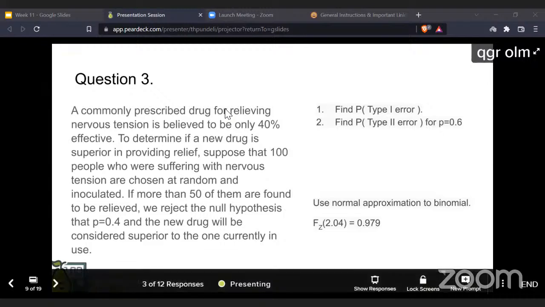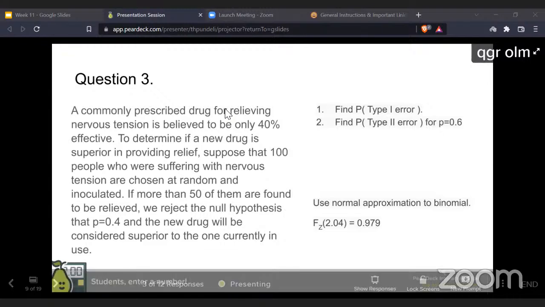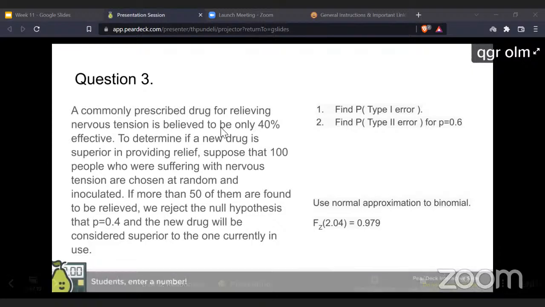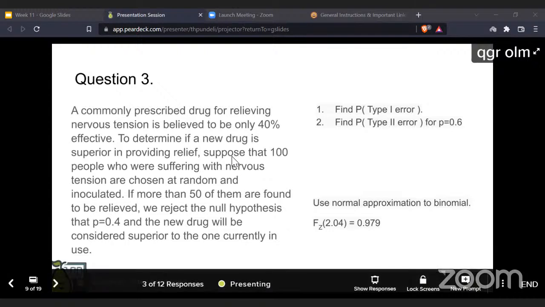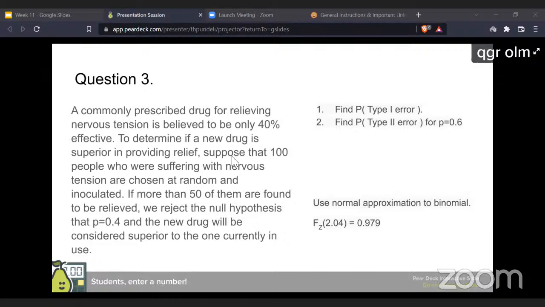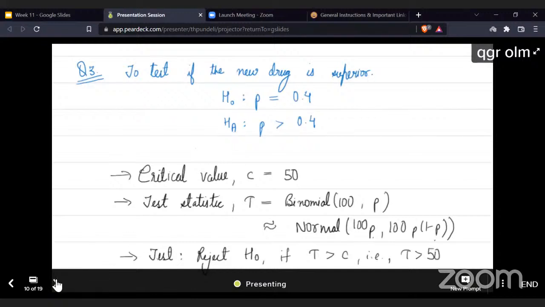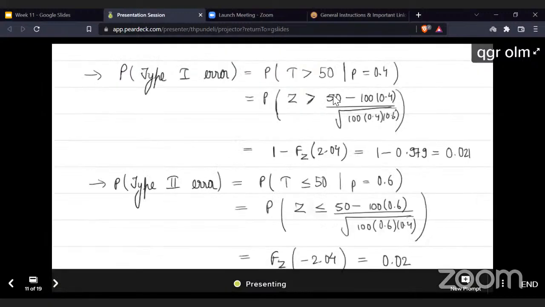Is this problem clear now? Yes, ma'am. And if the critical value is 0.3, what will happen to the result? If the critical value is 0.3, what will happen? You can check here, right? You can find the type 1 error, and in place of 50, you just write 30 and see what is going to be the type 1 error.